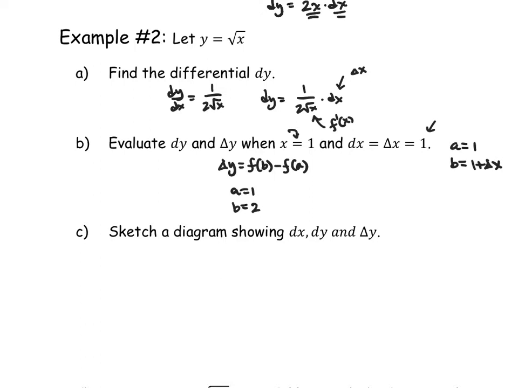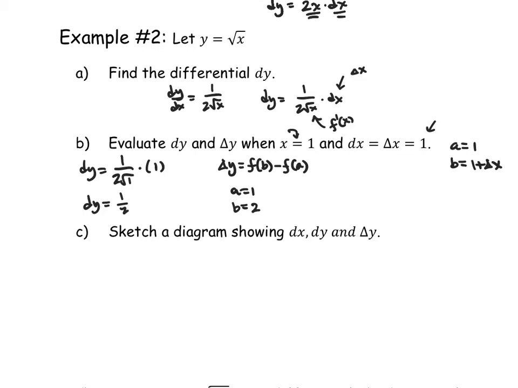Okay, so let's find dy. We already know the equation for dy. dy is equal to 1 over 2 root x times dx. Well, dx is 1, and a is also 1. So dy, the approximation for the change of the square root function, is 1/2.